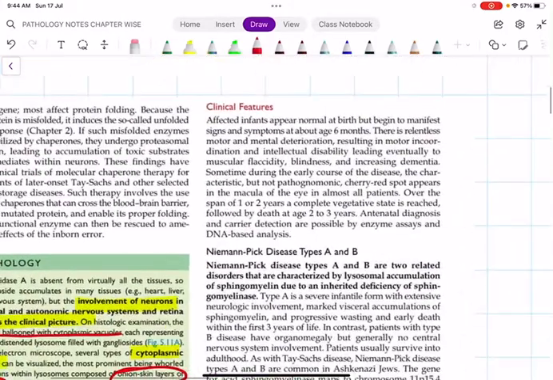Cherry red spot occurs in almost all patients. Antenatal diagnosis can be made by DNA based analysis as well as enzyme assay. There will be a lot of CNS manifestations, that is, what are they? Motor and mental deterioration, intellectual disability, muscular flaccidity, blindness, increasing dementia, everything. And remember, the cherry red spot in the macula is present in almost all patients.